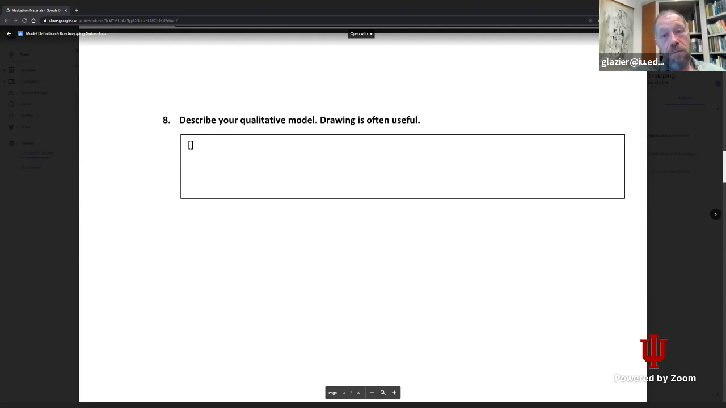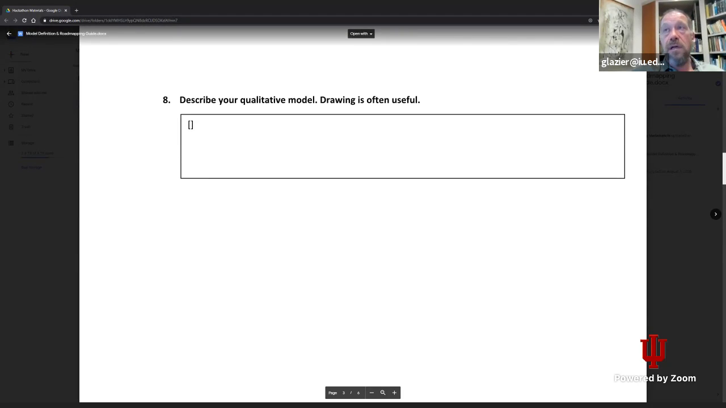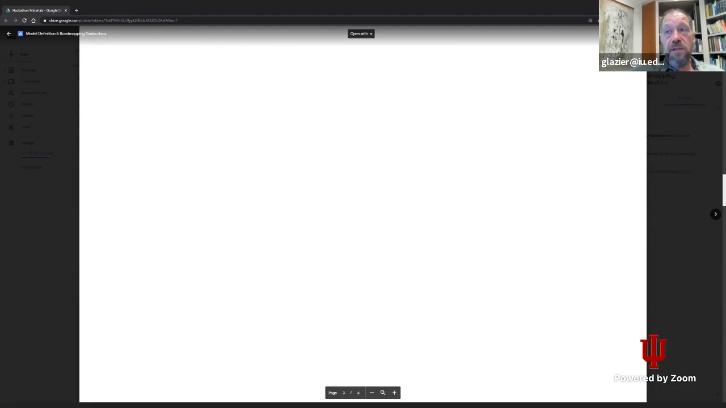Biologists classically use diagrams to explain their understanding. And I find diagrams are extremely helpful. They form the scaffold on which you'll build all of the mathematical and computational models later on. The more detailed that qualitative description of what's going on is, the more likely you are to be successful in building a model.